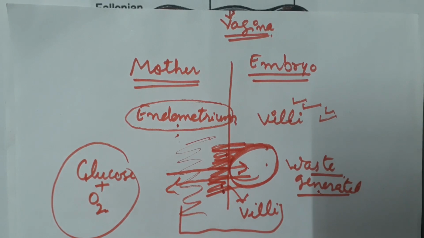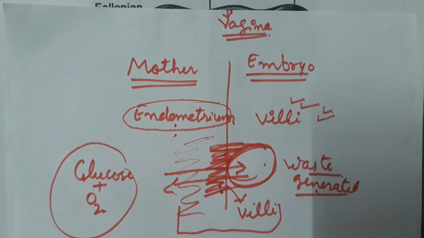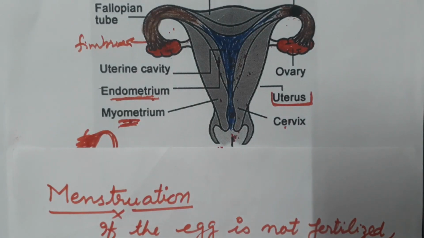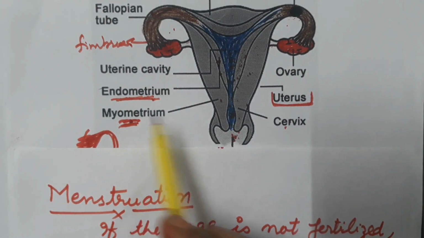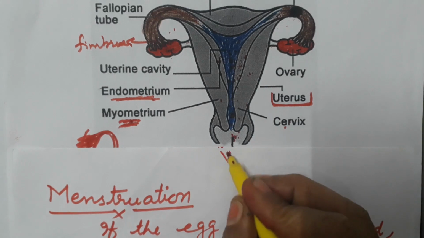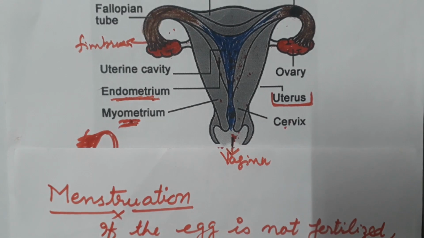The gestation period we already studied, it is of 9 months. So development of the child inside the mother's body takes place approximately 9 months. And after completion of the gestation period, childbirth or parturition takes place. How does parturition take place? Rhythmic or powerful contraction takes place in the myometrium of the uterus, and childbirth takes place through the vagina. This is how vagina acts as a birth canal as well as copulation canal.